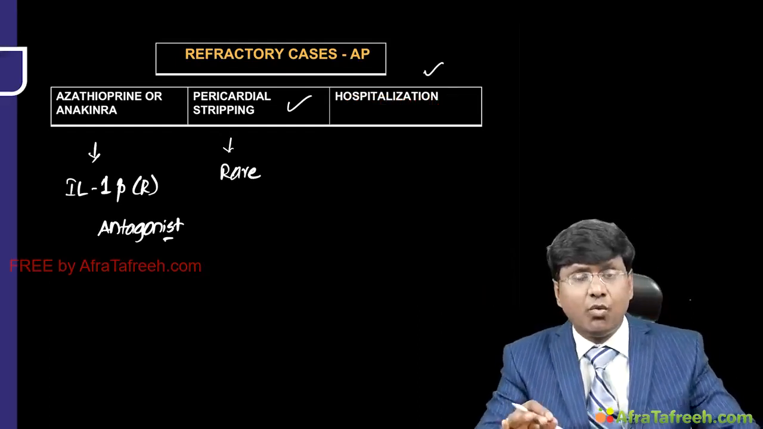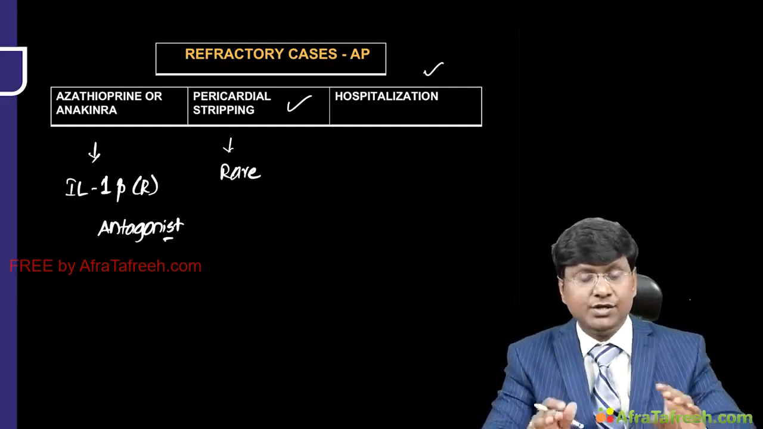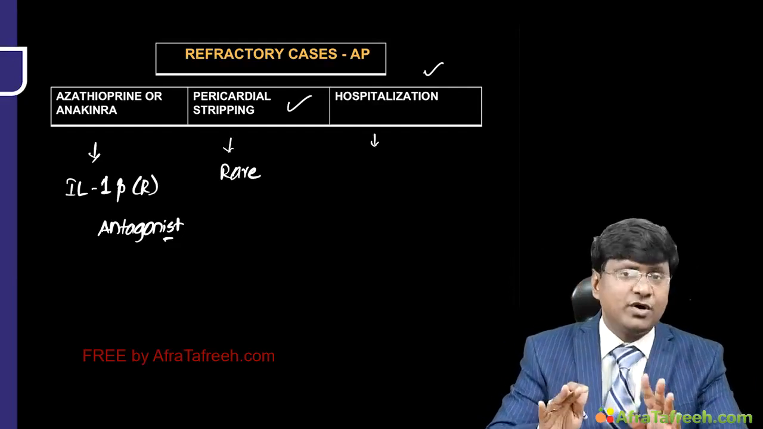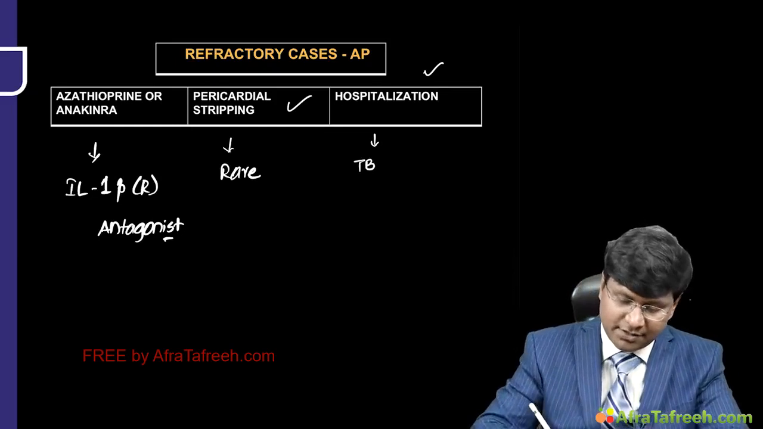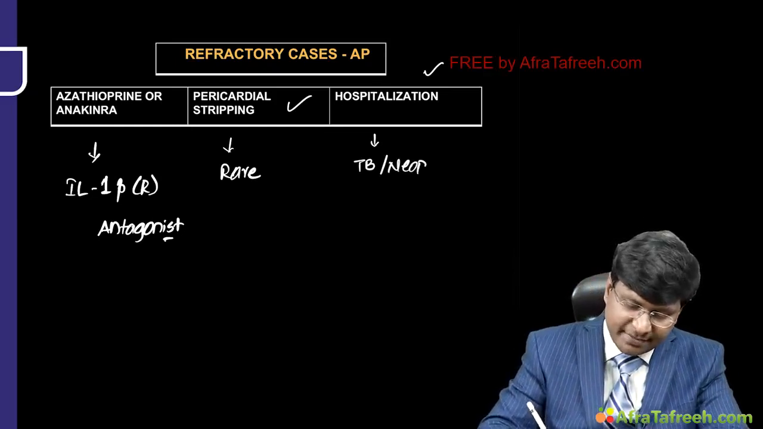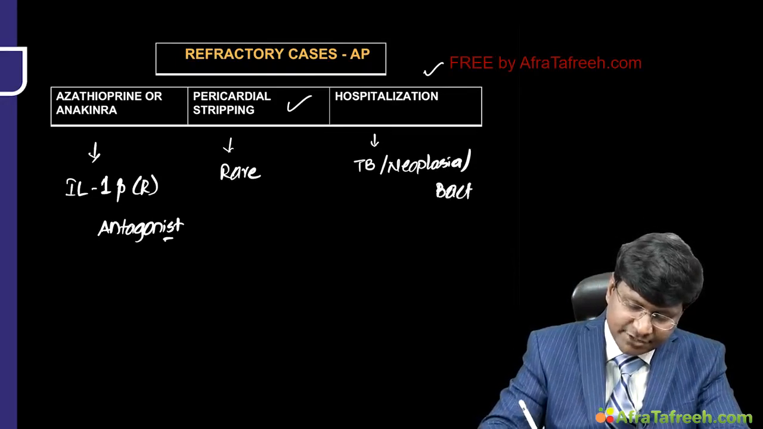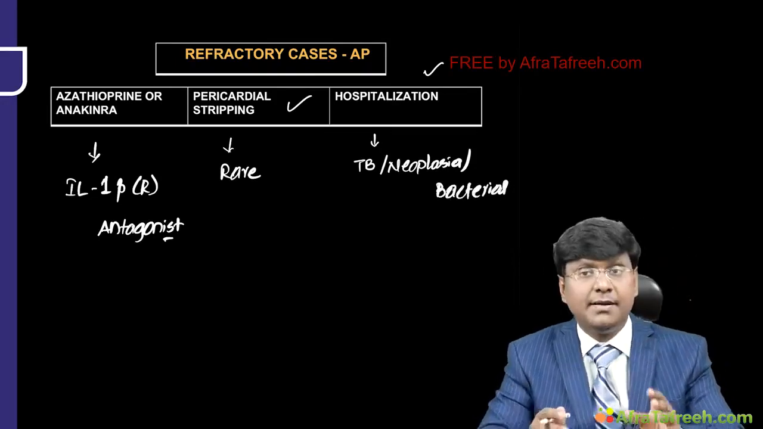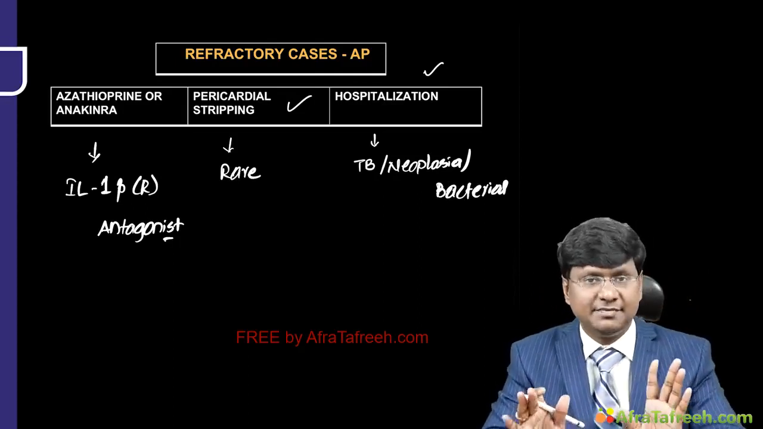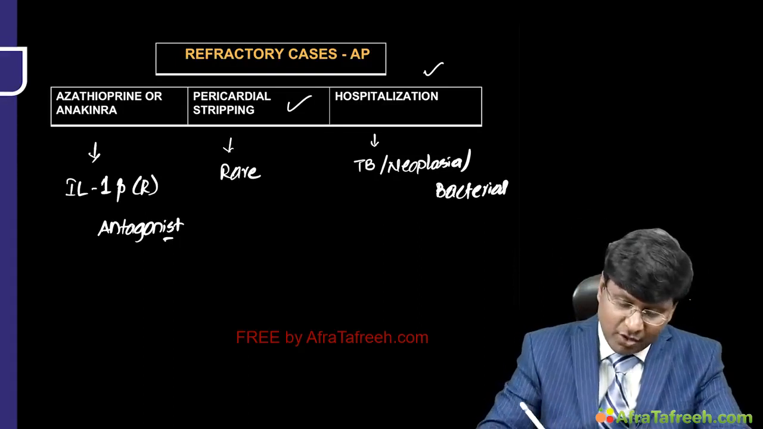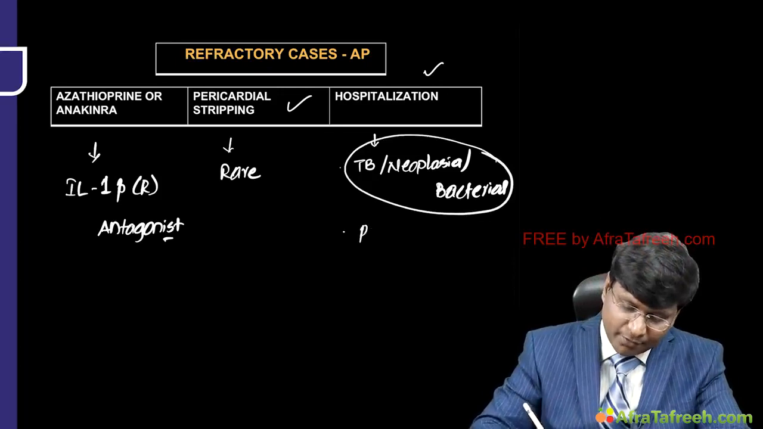Then what are the indications for hospitalization in patients with pericarditis? When specific causes are present, for example tuberculosis causing pericarditis, or some neoplasia causing pericarditis, or some bacterial infection causing pericarditis, then they require admission, because these etiologies have a poor prognosis.